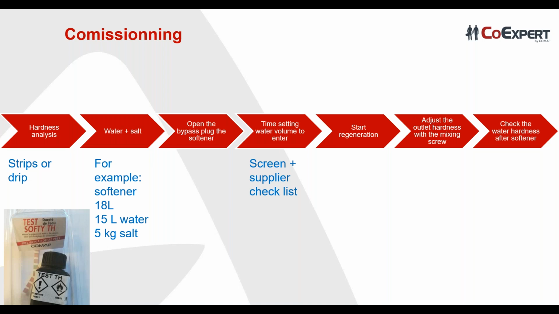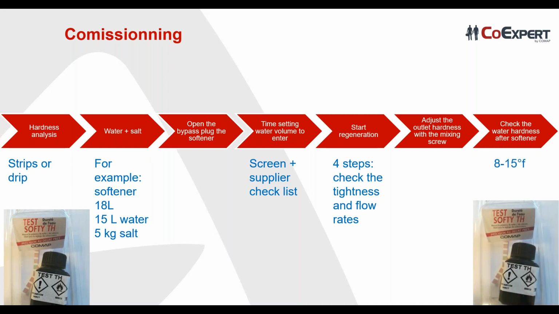So with the water hardness, we can have the information about the water volume we can soften between 2 regenerations. So there is a checklist from the supplier to do that. For Comap, there is a checklist, and we just have to follow the checklist and enter the right volume. Start the regeneration. It's in order to check the flows, to check it works, and it's also a leak test. And the outlet hardness must be adjusted between 10 and 15, so also with strips or drips. And there is a mixing screw to do that on the softener head.